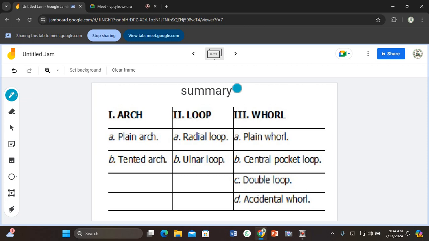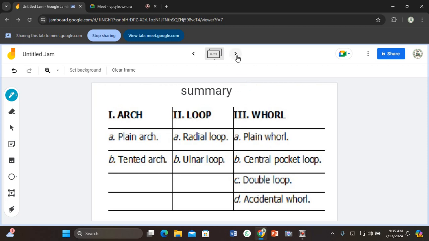And we said that the arch can be further classified into plain arch and tented arch. Also that the loop can be further classified into radial loop and ulnar loop. We also said that wall can be further classified into 4 subdivisions. The first one is plain wall, the second one is central pocket loop, the third one is double loop, and the fourth one is accidental wall. And we made it clear that the fact that you are hearing loop here does not mean they have anything to do with loop under the second group, but that they belong to wall.